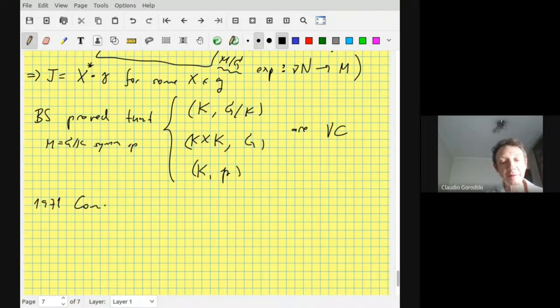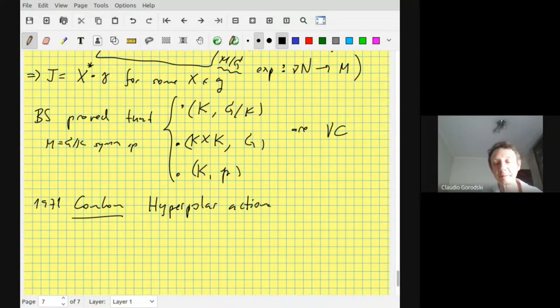That was in 1958. In 1971, Conlon, who was a PhD student of Bott, noticed that these three actions shared another property. They are hyperpolar in modern terminology. And he proved that this is sufficient for variational completeness.